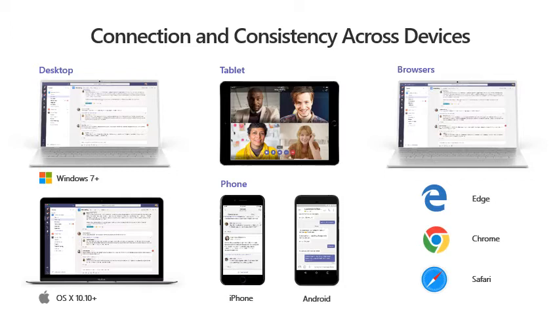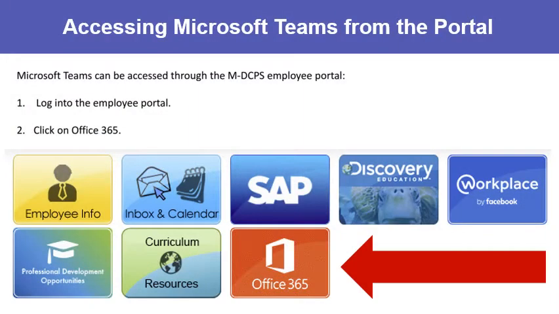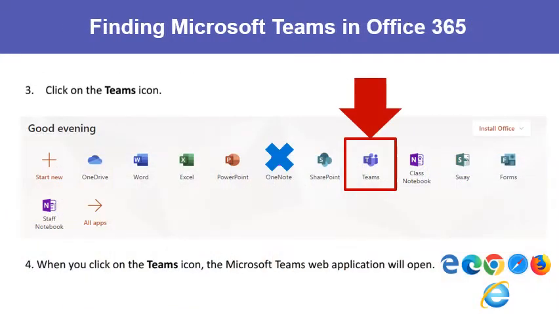The easiest way to get started is to log into dateschools.net through the portal, and we're going to walk you through how to do this right at this time. Just go into the portal and click the Office 365 tile. When you enter office.com, look for the Teams tile. When you click the tile, the Teams application will open in the browser.